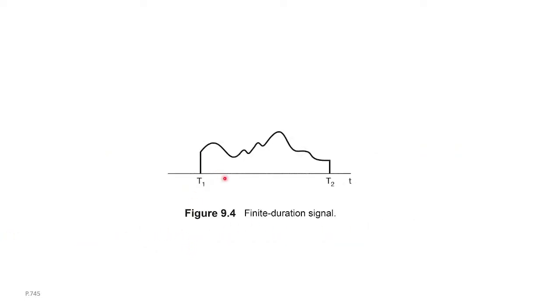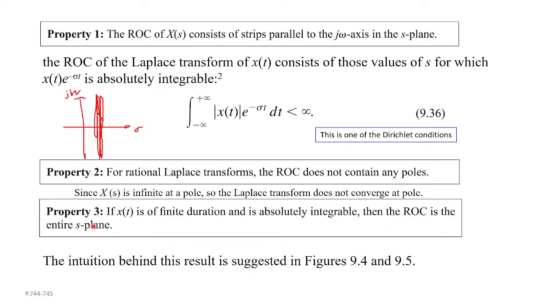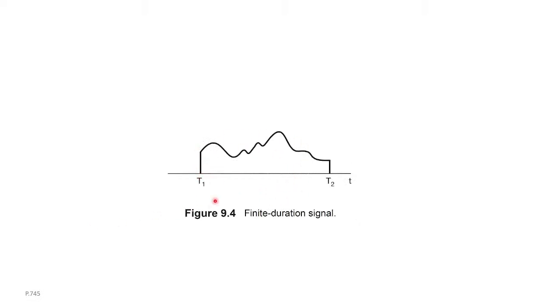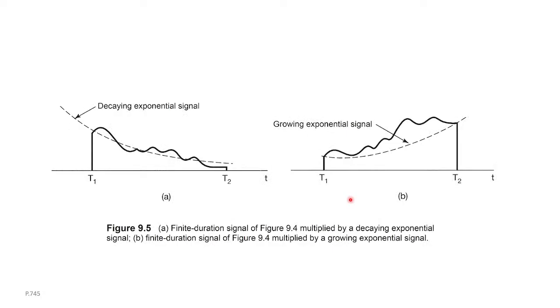What do we mean by finite duration and absolutely integrable? Although it can go to infinity, as long as the integration is finite. Finite duration means there is some starting time t1 and some ending time t2, both finite values, and your x of t only has value between t1 and t2, all 0 outside. It's also absolutely integrable, so you take the absolute value and integrate, and it should give you a finite value. If your function is so nice, then your Laplace transform will converge everywhere.